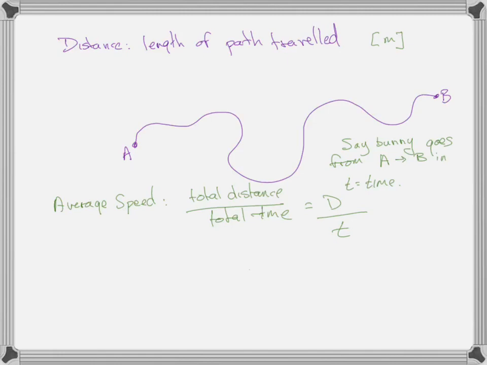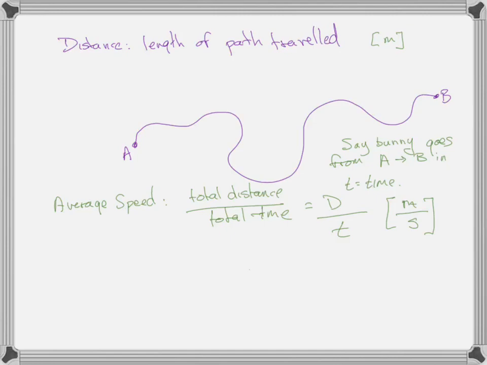That's average speed. What are the units of average speed? Well, I always put units in brackets, so just get used to that. When I'm putting brackets, I'm just telling you what the units are. Distances are measured in meters. Time is measured in seconds in the MKS units. So the units of average speed are meters per second.